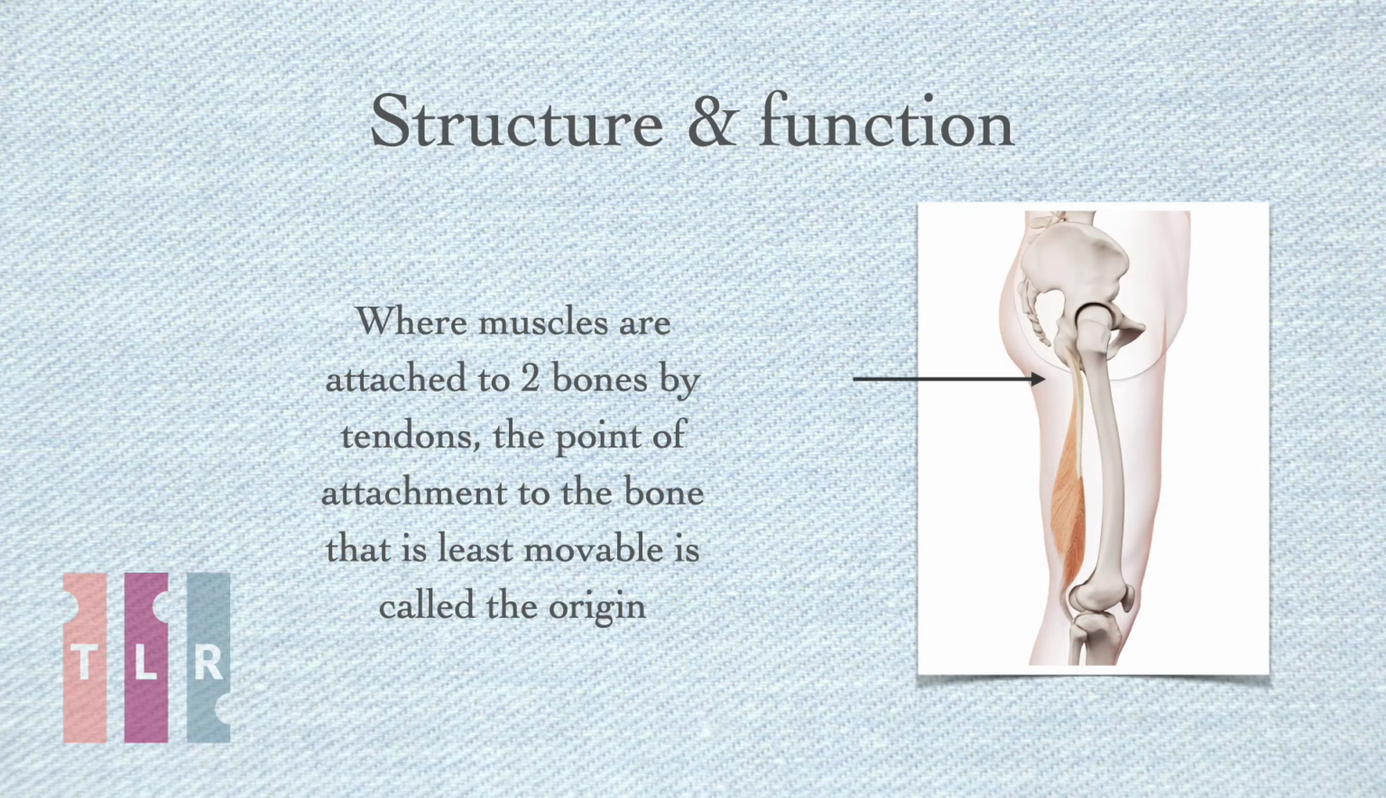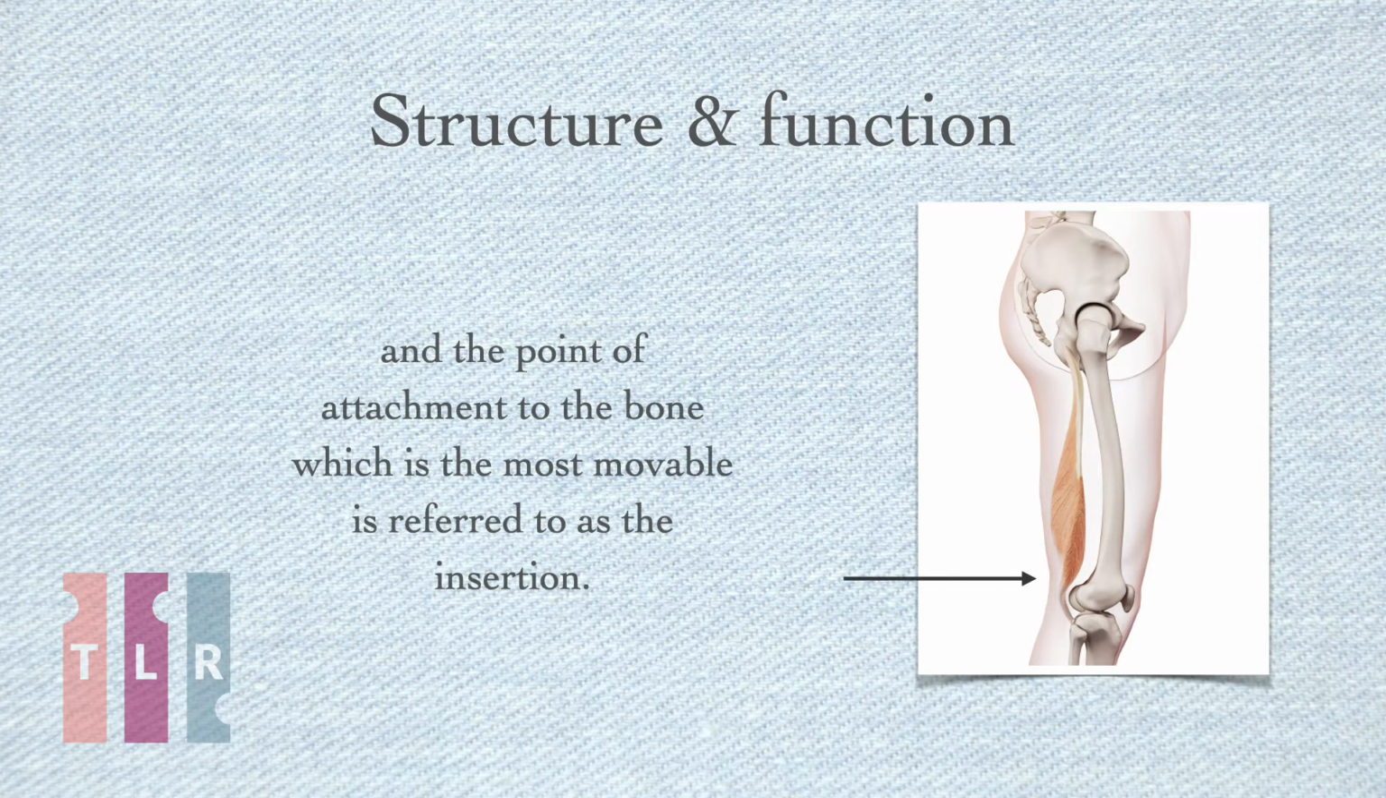Where muscles are attached to 2 bones by tendons, the point of attachment to the bone that is the least movable is called the origin, and the point of attachment to the bone which is most movable is referred to as the insertion.